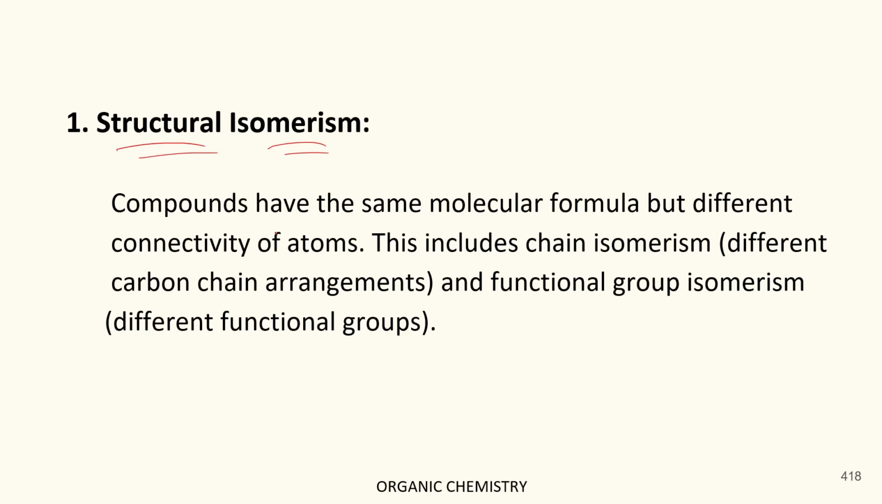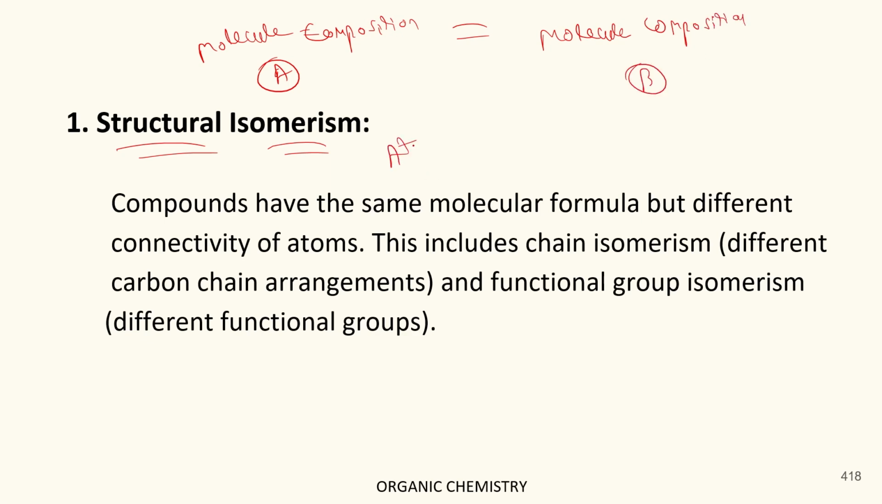Now move forward. We have two types of isomerism. The first is structural isomerism, where compounds have the same molecular formula but different connectivity of atoms. It means the molecular composition of A will be the same as that of B, but their atomic orientation will be different. So this case is a case of structural isomerism.